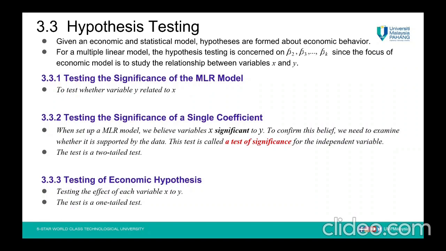Now we go to subtopic 3.3, hypothesis testing. Given an economic and statistical model, hypotheses are formed about economic behavior. For a multiple linear model, the hypothesis testing is concerned with beta 2, beta 3 up to beta k, since the focus of the economic model is to study the relationship between x and y.